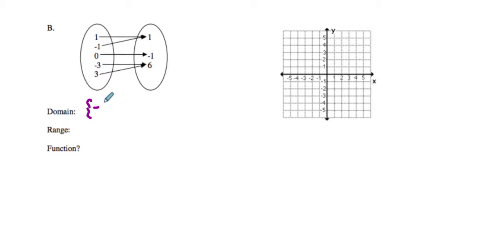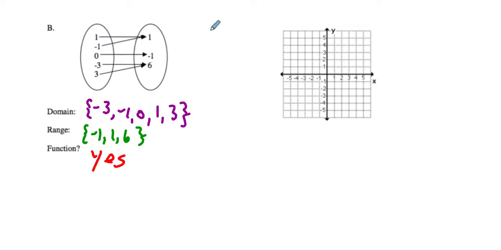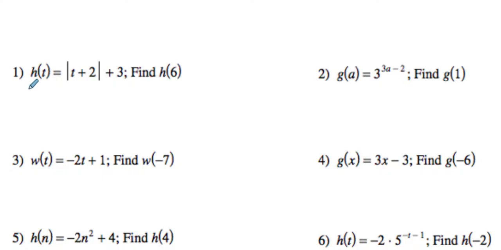Okay, example B, our domain is -3, -1, 0, 1, and 3. Our range is -1, 1, and 6. It is a function because each domain value is going to one and only one range value. So mapping this, -1 goes to 1, 0 goes to -1, -3 maps to 6, and 3 also maps to 6. Do not connect the dots to form a parabola. This is only those values.